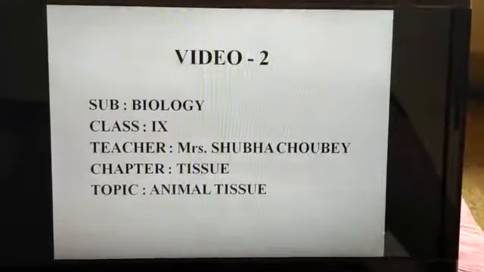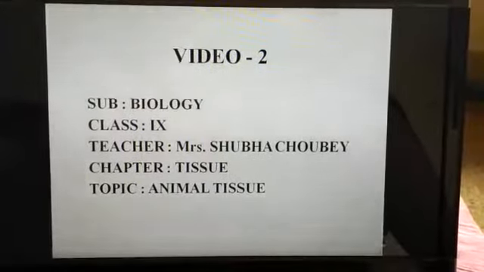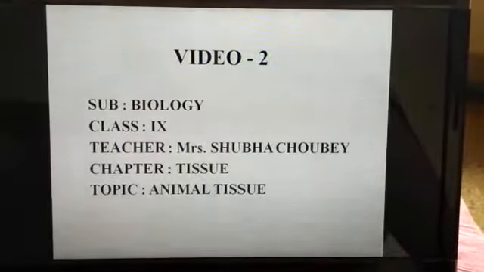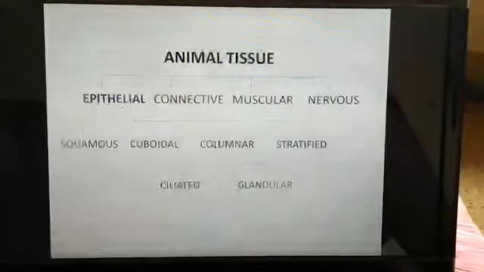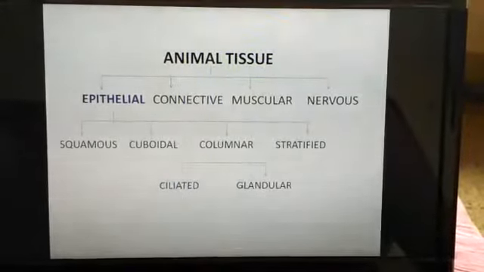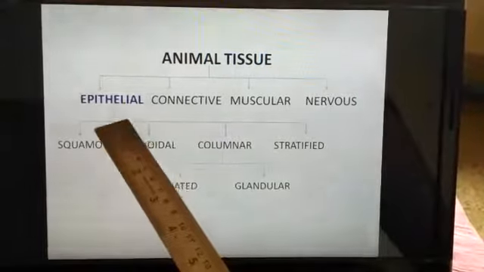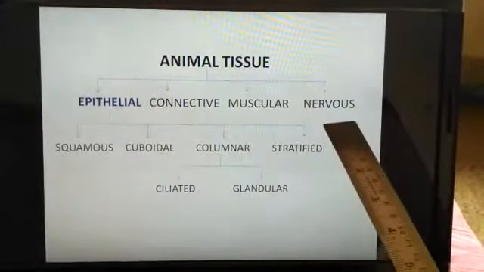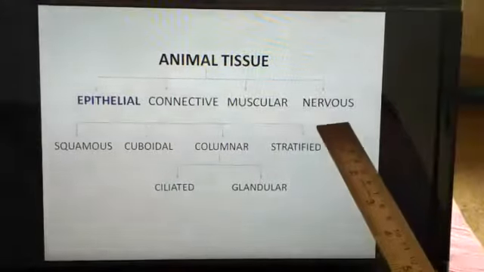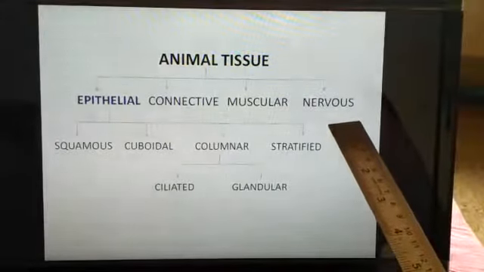We are in continuation of chapter tissue. In the last video, I had discussed with you about plant tissue. Today, I am going to start with animal tissue. Animal tissue is classified into four kinds: epithelial tissue, connective tissue, muscular tissue, and nervous tissue. Each of these tissues is further divided into various kinds.